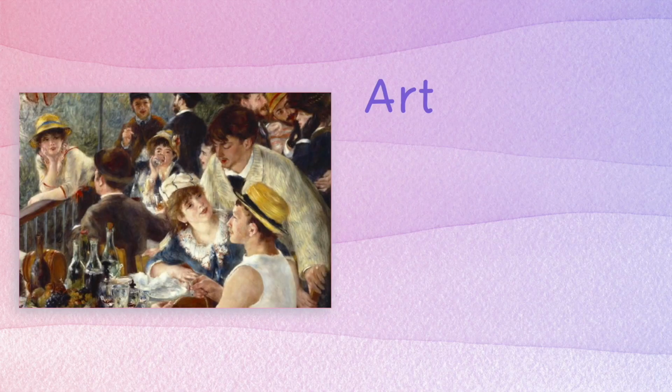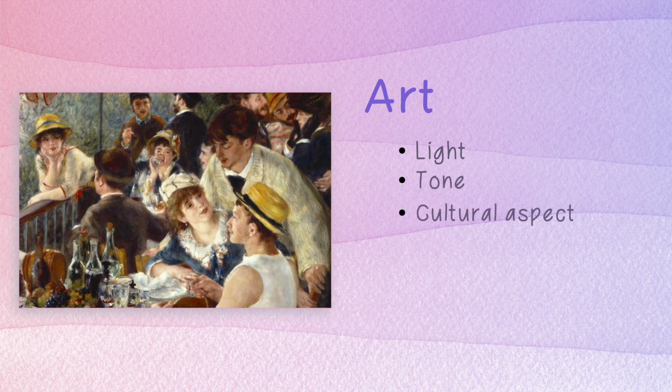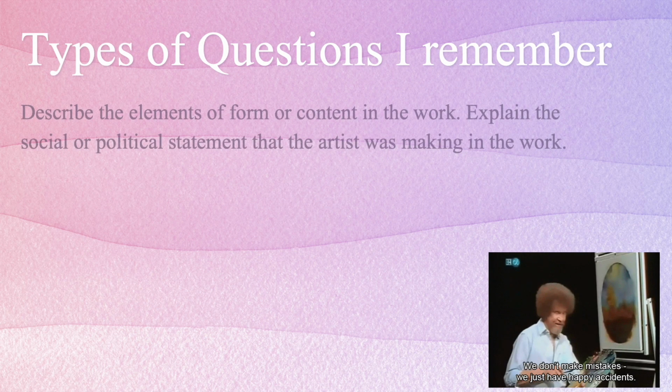Let's first talk about art. There were many art analysis questions where you would have to explain what is going on in the art piece. You will have to know the color scheme and understand how the light contrast can make the tones of the painting quite different. Some of the keywords you might want to focus on are the light, tone, cultural aspect, space, and storytelling. These are types of questions I remember from the test.